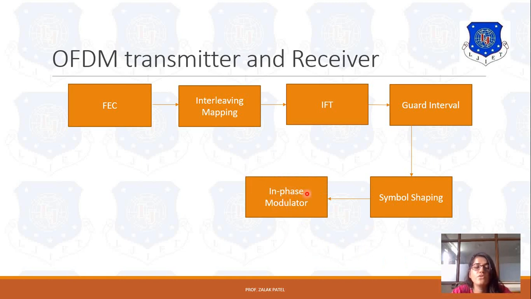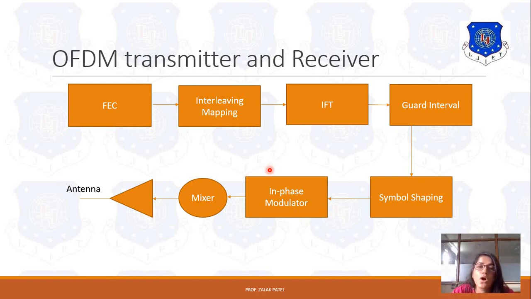Here, a quadrature phase modulator is used because a maximum of 4 symbols can be passed through this transmitter. Next it is passed through the mixer, and then at last it is passed through the antenna. So this is the block diagram of the OFDM transmitter.